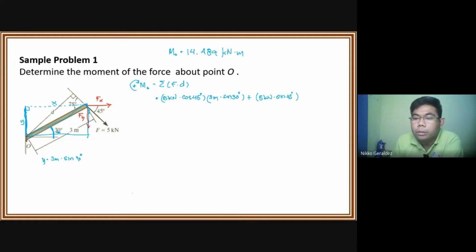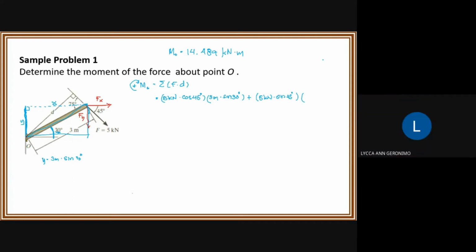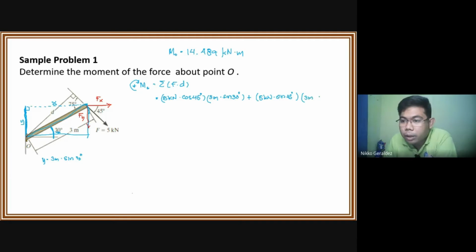Very good. So times, ano yung perpendicular distance? So perpendicular distance naman, ang Y component is yung X. Itong horizontal. So yun. So ano yung horizontal distance? 3 meters cosine 30 degrees po. 3 meters times cosine 30 degrees. So yun na yung equation natin.